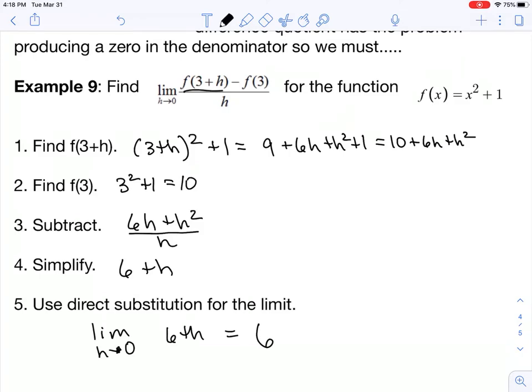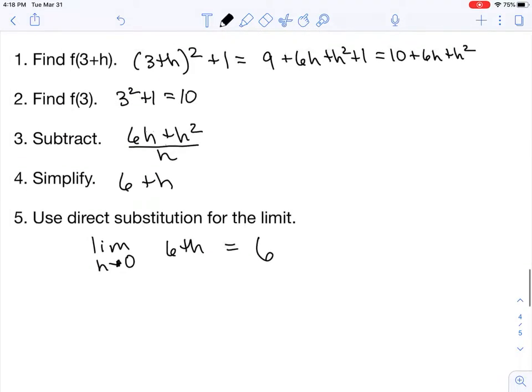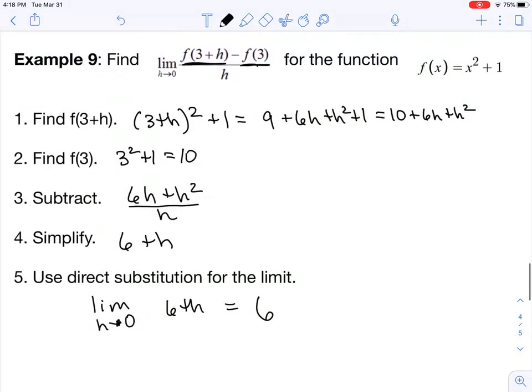So remember, you go through your steps, find the first one, find the second one, subtract them, simplify it, and then find the limit. All right? All right. Try out all your new algebraic techniques on 12.2.